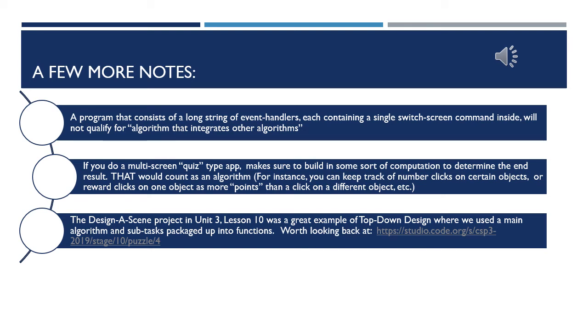The Design a Scene project, I would like to encourage you to take a look back at it. You can click on the link here in the third bullet. That was actually a great example of top-down design. Even though the purpose of the program was just to display something on the screen that looked like an image, it was actually a very complex program that we wrote. We used loops and random numbers and top-down design where we had functions calling other functions. It's a really good program to model your design after, so that you have the same idea of a main function that calls other smaller subtasks.